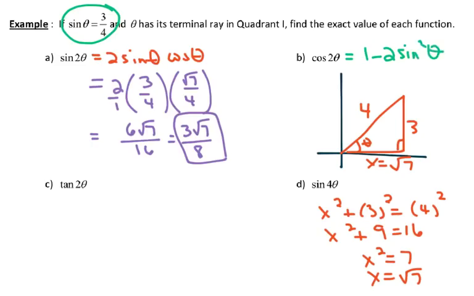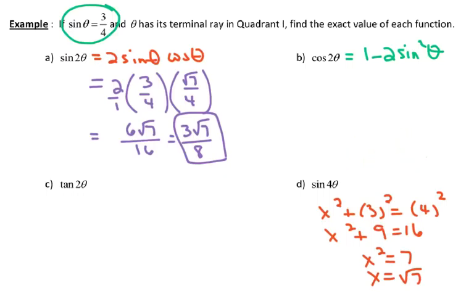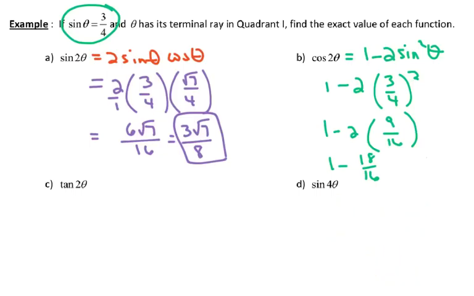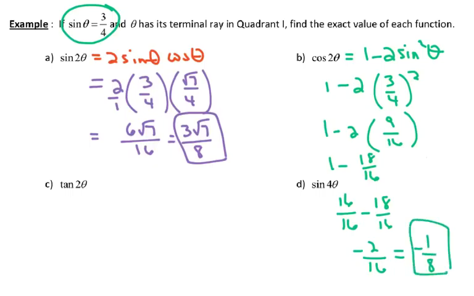So let's erase this. 1 minus 2, and then the sine of theta was 3/4. And because it's a squared, we're going to square it. Now this you could actually just plug into your calculator to get the answer, but I'm going to do it the long way. 3/4 squared is 9 over 16. And then I multiply that by 2, and I get 18 over 16. If you want to reduce that, you can, or you can just do 16 over 16 minus 18 over 16, which is negative 2 over 16, which reduces to negative 1/8. So the cosine of 2 theta is negative 1/8.